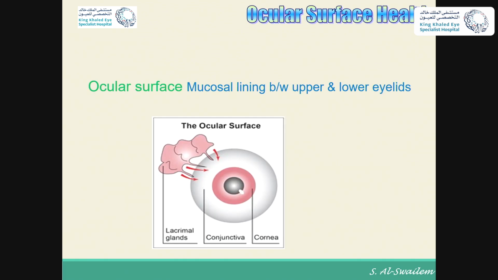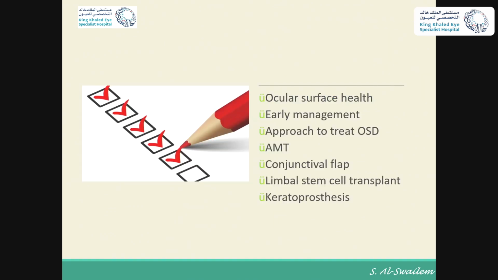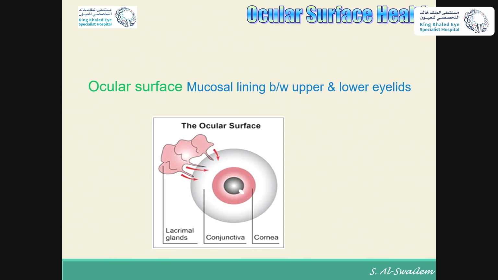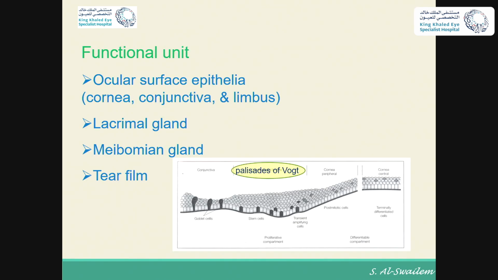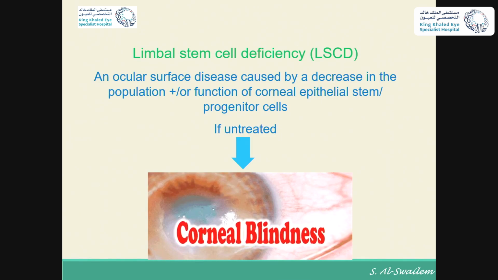So, what's the meaning of the ocular surface? This is a term that you see written in a lot of articles, and whenever we say the word ocular surface, we're talking about the mucosal lining between the upper and the lower lids. It occupies a big area of the external eye surface. We also have the lacrimal glands that contribute to the tear film. We have Montgomery gland that's essential for the tear film stability, and then the tear film, which is composed of three components. Okay, epithelial stem or the progenitor cells.